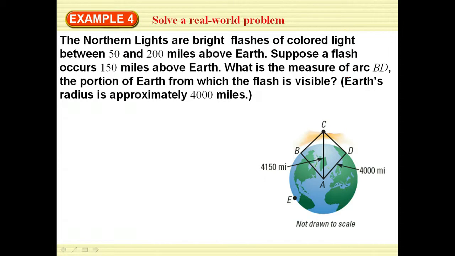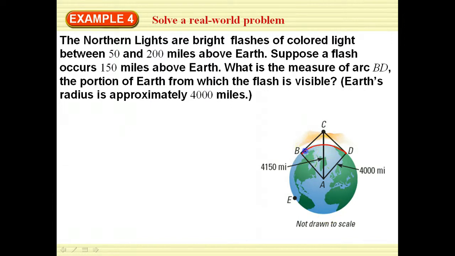So let's look at this example here. Now I'm going to tell you the way that the book worked it, and then I'm going to show you a way that I think is actually easier to work it. What we have is the Earth, the northern lights up here, and we're looking for this arc right here. The way that the book worked it is they found the angle outside and then dealt with, since it meets outside, the difference between the two arcs.